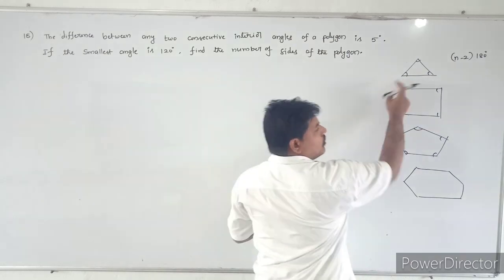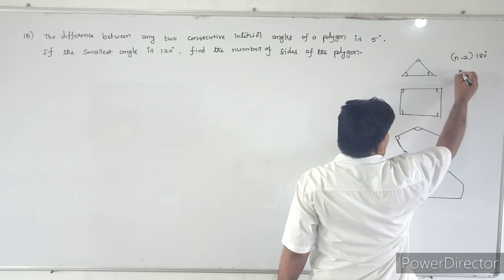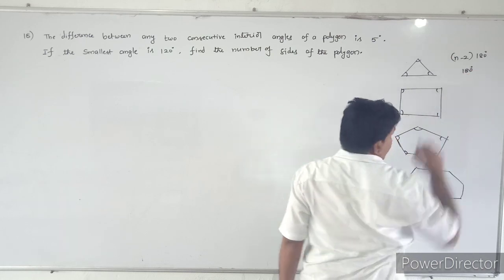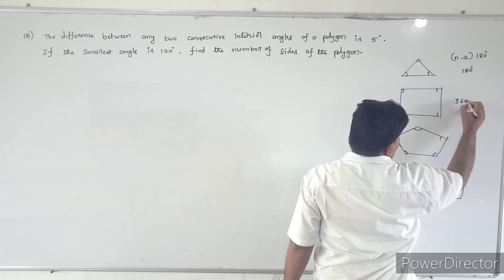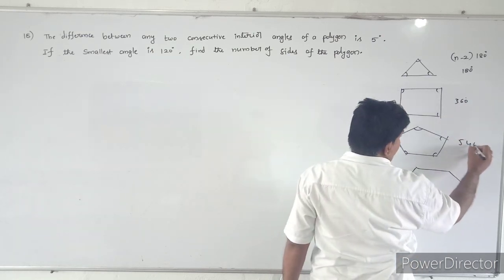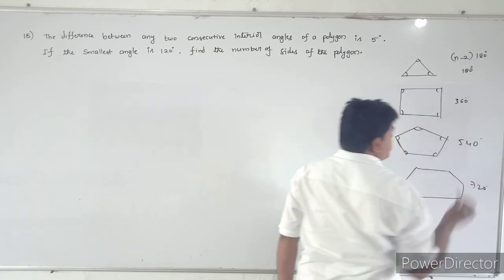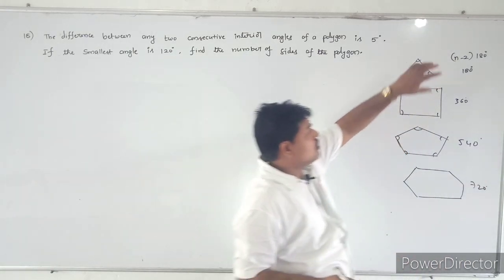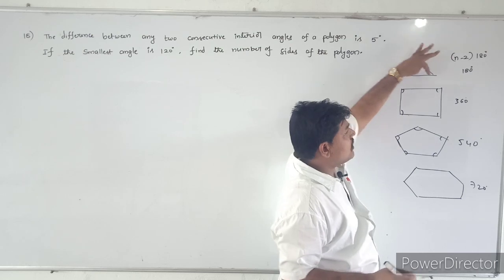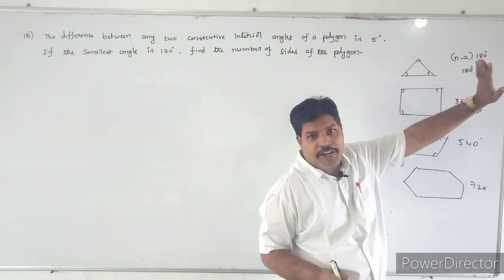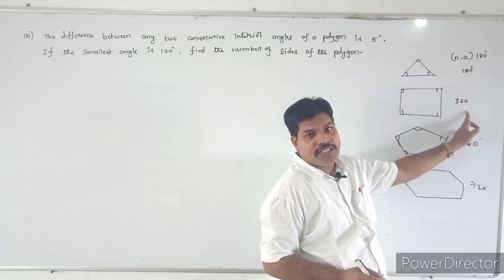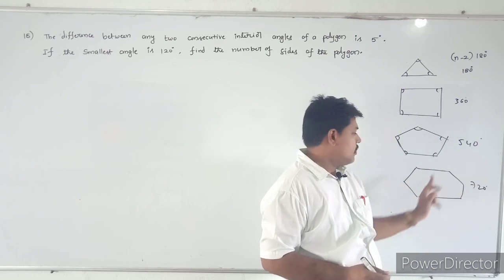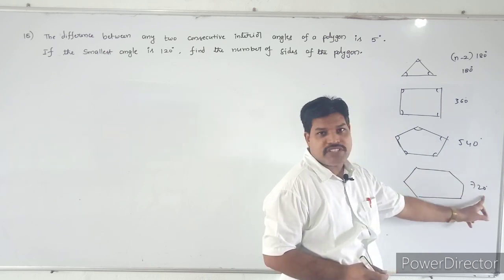For example, n is equal to 3. So you will get 3 minus 2, that is 1. So the sum of all interior angles is nothing but 180. If n is equal to 4, what happens? 2 into 180, that is nothing but 360 degrees. Here it is 540, and then 720 degrees. All understood that? So the formula for the sum of all interior angles is n minus 2 into 180 degrees. If n is equal to 3, it becomes 180 degrees. If n is equal to 4, the sum of all interior angles is 360. n is equal to 5, 540. n is equal to 6, it becomes 720.